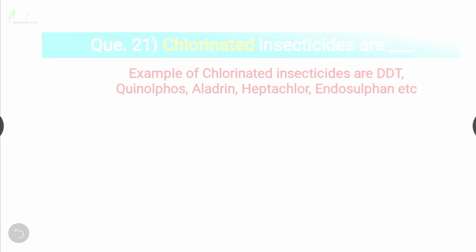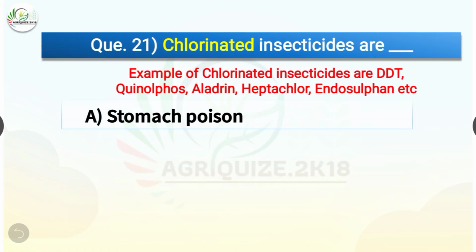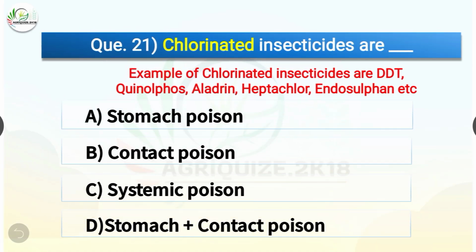Question number 21. Chlorinated insecticides are dash. The options are stomach poison, contact poison, systemic poison, or stomach plus contact poison. The correct answer is option D, stomach plus contact poison. So chlorinated insecticides are stomach plus contact poison. Examples of chlorinated insecticides are DDT, quinalphos, aldrin, heptachlor, endosulfan, etc.